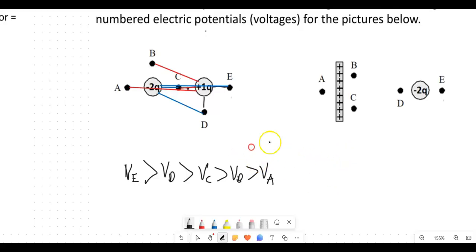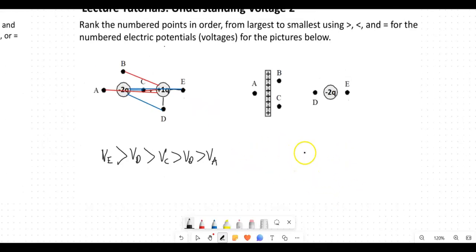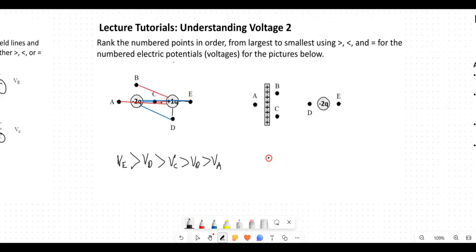Okay? So now that you've learned that, let's see you try this one here. Try pausing the video now and reevaluate what you've done here. Okay. So again, this A guy is furthest away from this negative 2q charge, right? So you kind of have to look at this as the opposite of reasoning. So the voltage at A here is going to be greater than any of the other voltages.